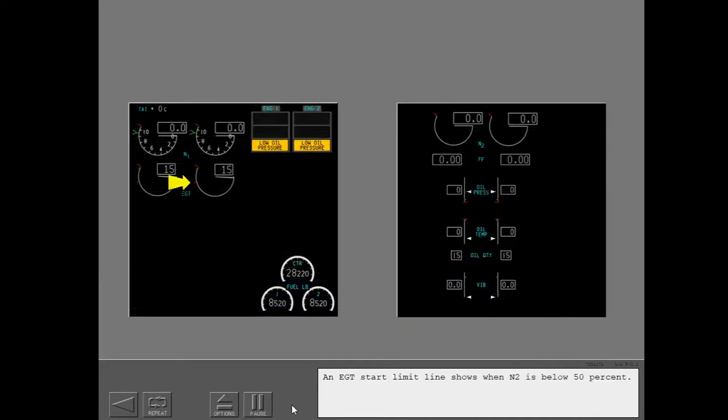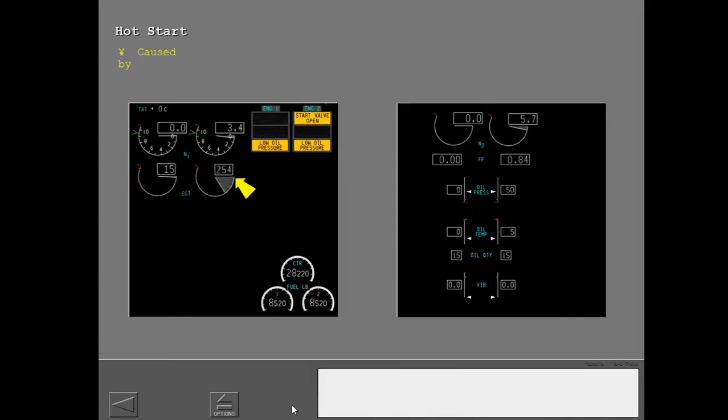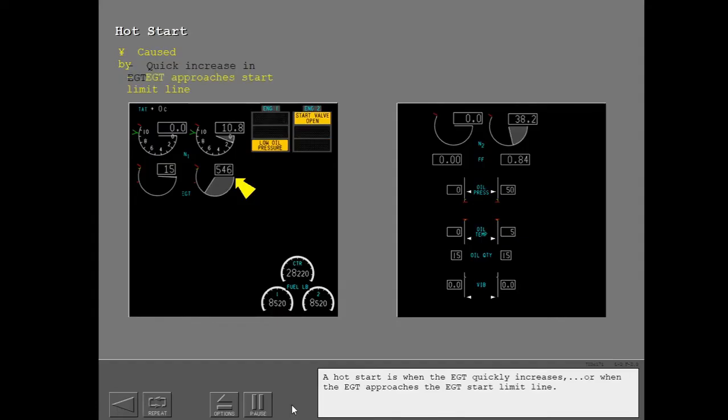An EGT start limit line shows when N2 is below 50%. A hot start is when the EGT quickly increases or when the EGT approaches the EGT start limit line.